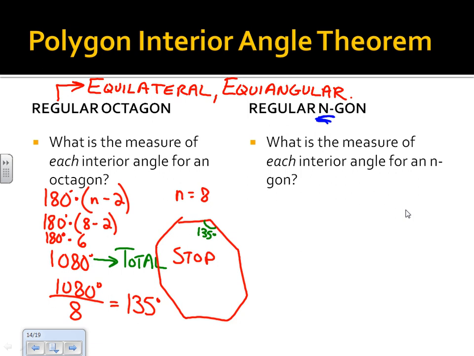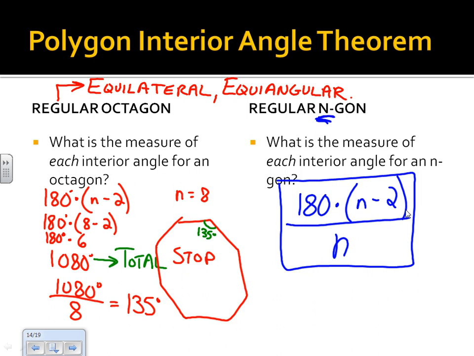So what's my formula? 180 times n minus 2 equals the total, right? What did we do with the total after we found it, though? We divided it by what? Did we divide by 180? What do we divide by? The number of sides. Well, what is the number of sides? n. So if you take this and divide it by n, this is your formula.